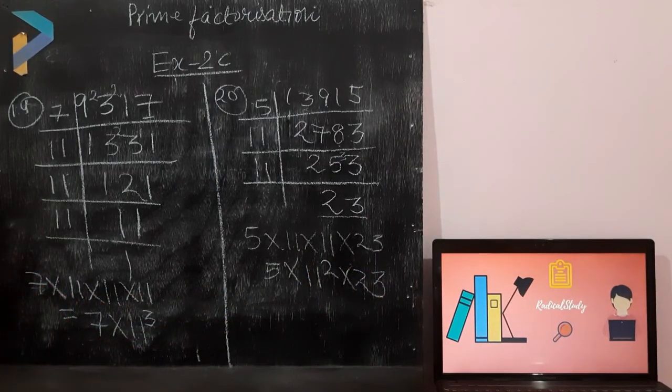Now these questions which I have explained in the video are your classwork. Question number 20, question number 14, question number 16, question number 12. And the rest of the questions of this exercise 2C, these are your homework. In the next video, I will explain you HCF and LCM, highest common factor and lowest common multiple.